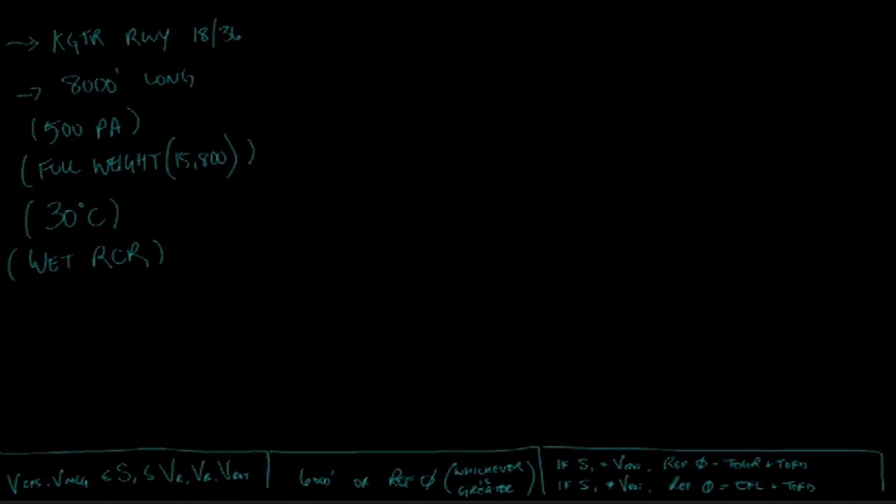Well, first, let's remember those concepts we learned. S1 must be less than or equal to the lowest of refusal speed, max braking speed, or rotation speed. However, it cannot be lower than the higher of critical engine failure speed or ground minimum control speed. Our runway required must be 6,000 feet or distance to reference zero, whichever is greater. If S1 equals rotation speed, reference zero is calculated using takeoff ground run and takeoff flare distance. If S1 does not equal rotation speed, reference zero is calculated using critical field length plus takeoff flare distance.